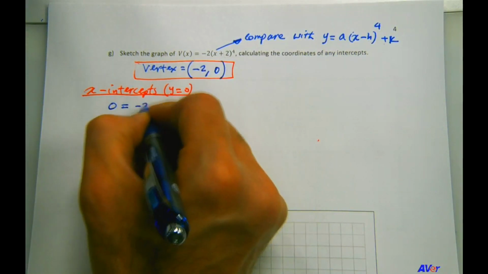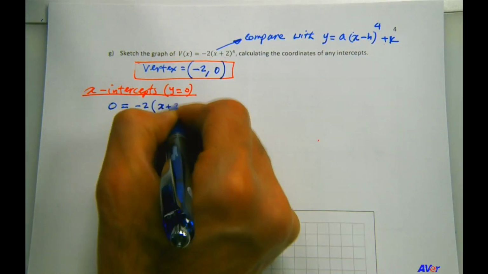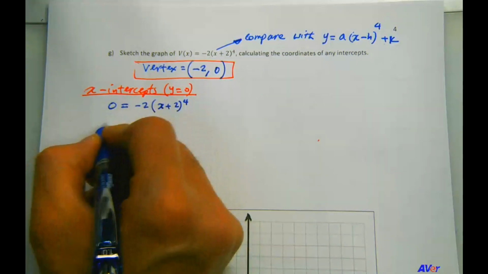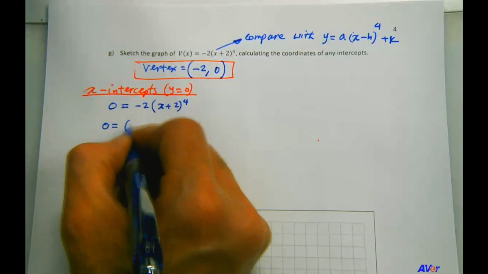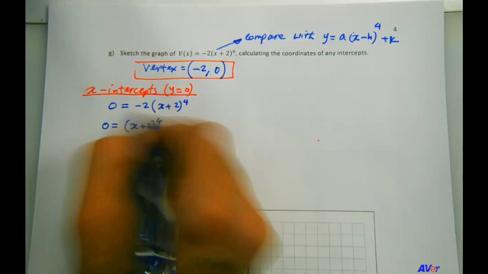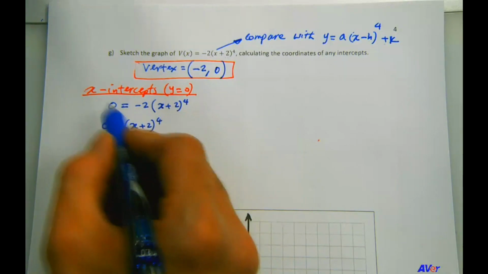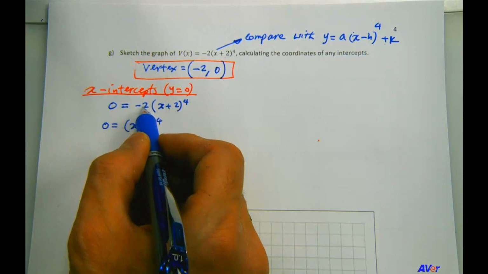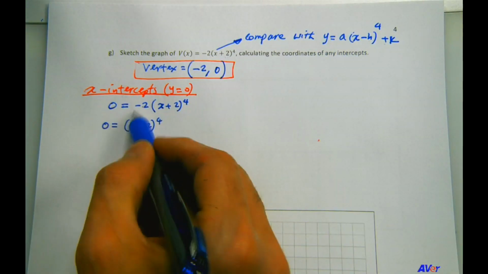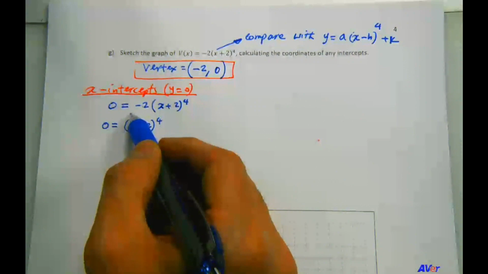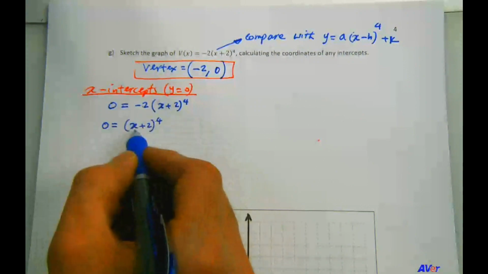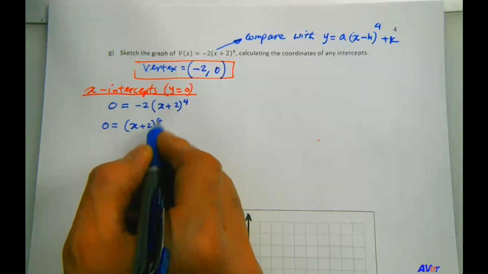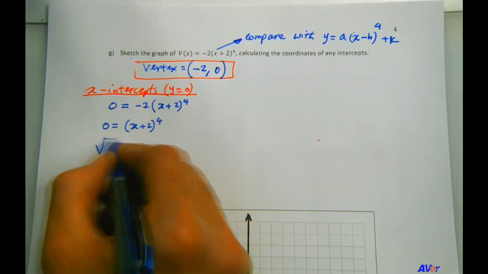So we have 0 equals -2 times (x plus 2) to the fourth power. Let's divide both sides by -2. We end up with 0 equals (x plus 2) to the 4th, right? Dividing both sides by -2, 0 divided by any number is going to be 0 again, and on the right-hand side, the -2 is gone because we divided both sides by it. Now take the 4th root, not the 2nd root, because you have the 4th power here.